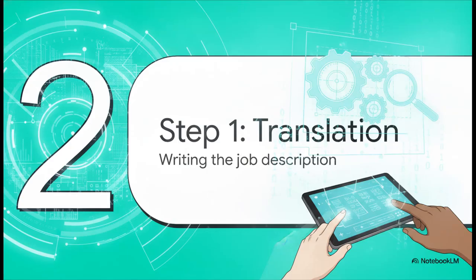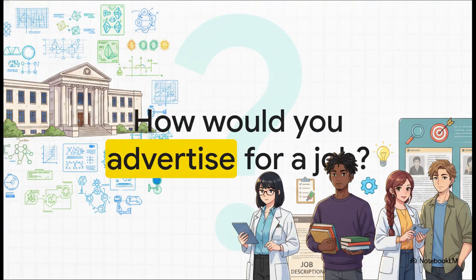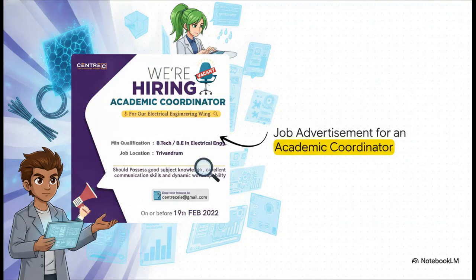Moving right along to part 2, step 1, translation. Think about it this way. If you were hiring an academic coordinator for a university, you wouldn't just look at a crowd of people and guess who's best, right? No, you'd write a precise, detailed job description to make sure the exact right candidates apply. Just like a real-world job ad lists minimum qualifications like, say, a bachelor's degree in electrical engineering, and specific location constraints, engineers have to do the exact same thing.